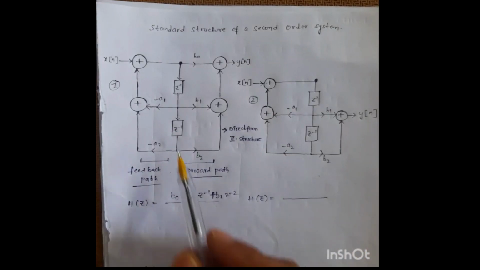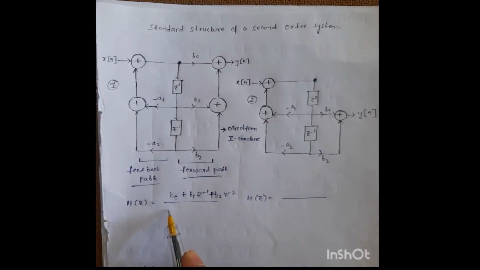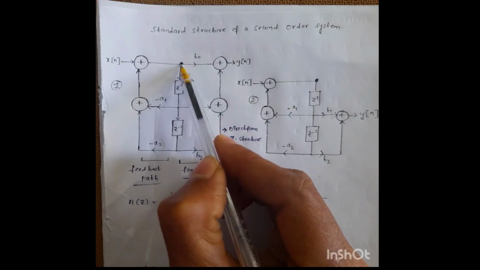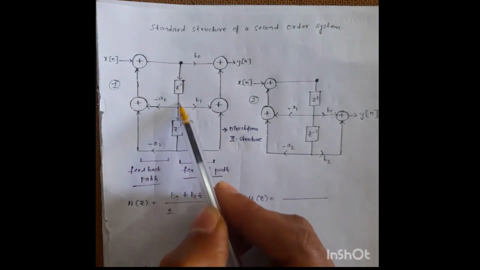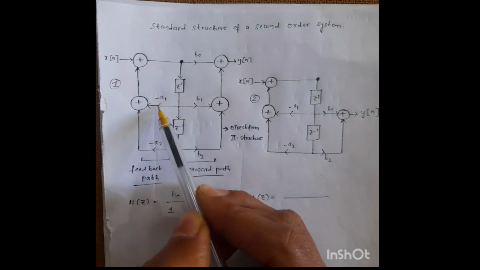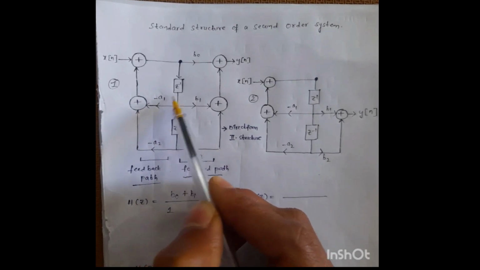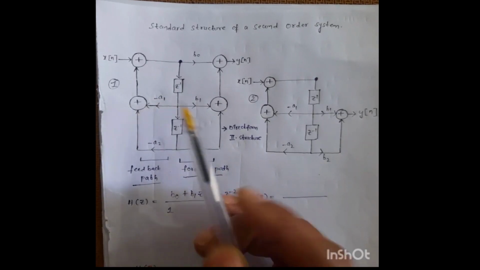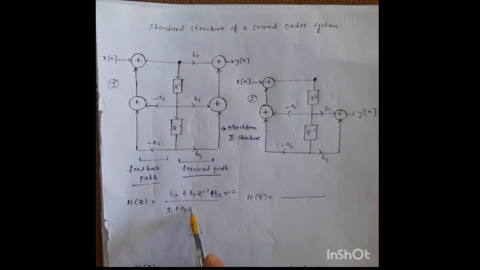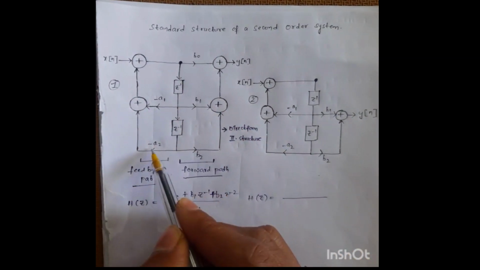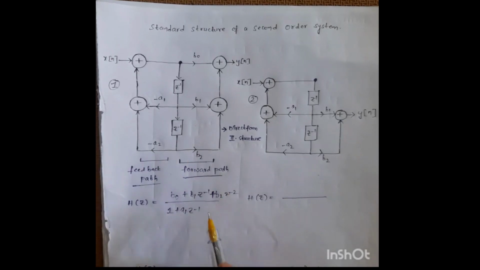Now in the denominator, always write first 1, and then same, always start from this point. Now this is path 1 and this is path 2. Here collect the terms in the feedback path. It is minus a1 into z inverse. But in the denominator, always take the opposite sign of it. So it becomes plus a1 into z inverse. And path 2 is z inverse into minus a2. Always take the opposite sign of it. So it becomes plus a2 into z raised to the power of minus 2.